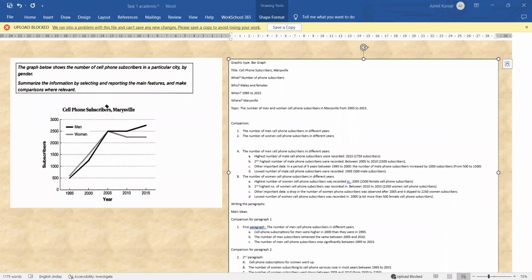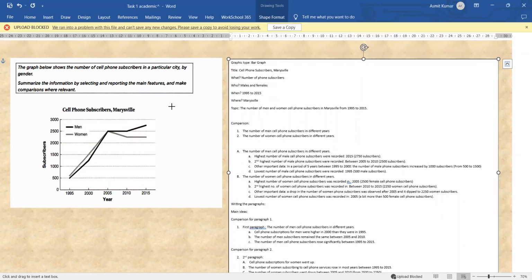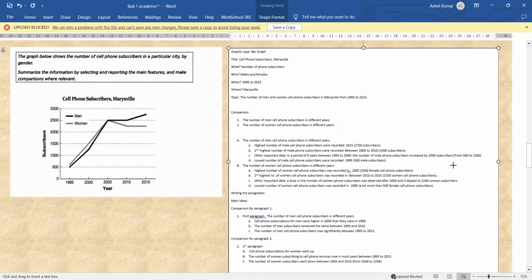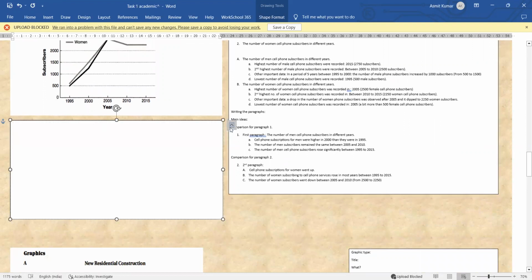The question is, the graph below shows the number of cell phone subscribers in a particular city by gender. So I am trying to write the answer here only. Wait a second. Let me click on insert. Here it is. Insert and text box is there. Draw text box. Let's see here. Here I'll be writing. Now, because the comparisons I have written here, that is why I'm writing the answer.